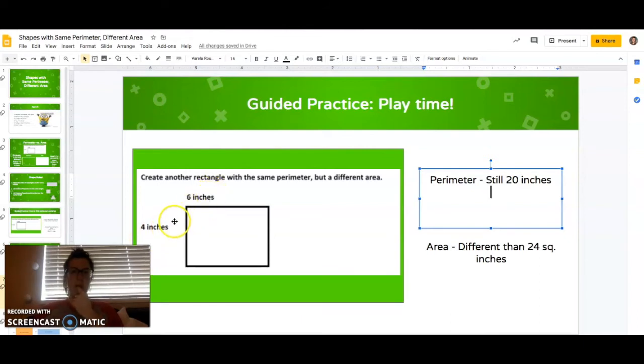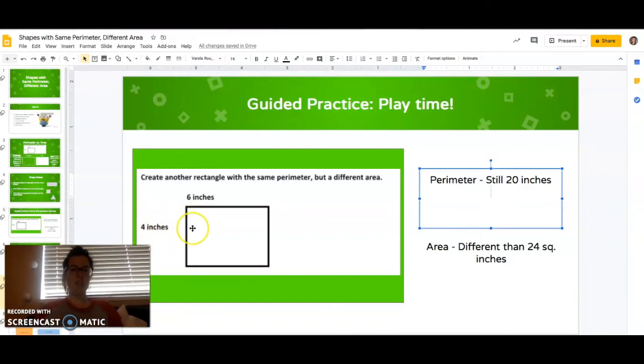Well, I know that when I put these together, I get 10. And then when I put those together, I got 10. So maybe I could try making 10s again, just with different numbers. So something like, maybe what if I change this to 3? Let's try that. 3 plus, what would I need to add to 3 to make 10? 7, right. So 3 plus 7 plus another 3 plus 7.